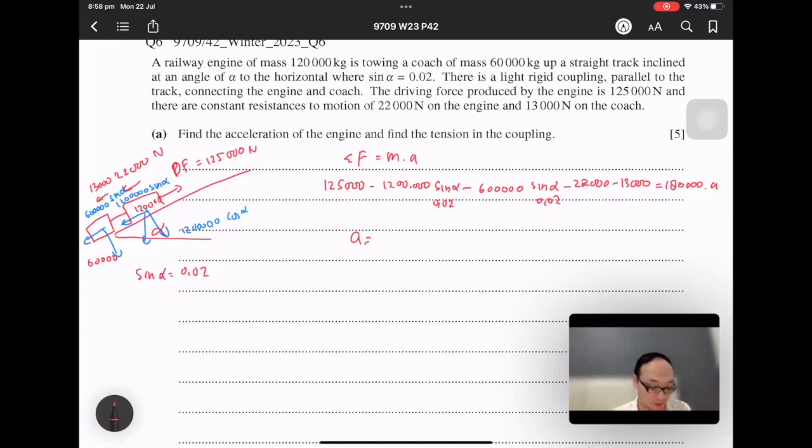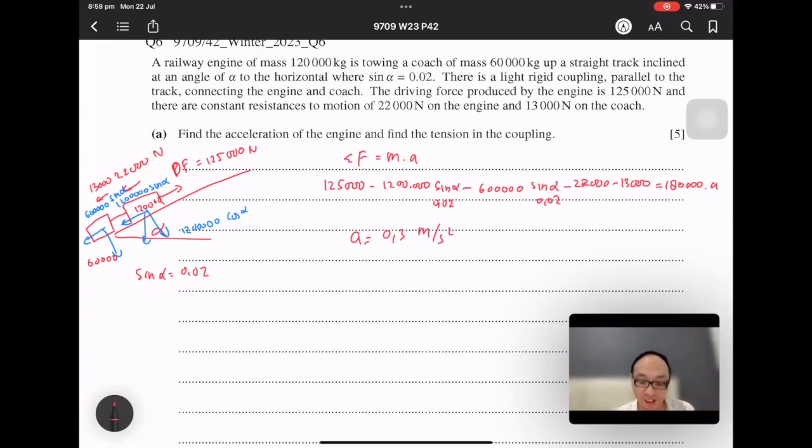The a will be 125,000 minus 1,200,000 times 0.02 minus 600,000 times 0.02 minus 35,000, and then divide by 180,000. So that equals 0.3 meters per second squared for the acceleration.